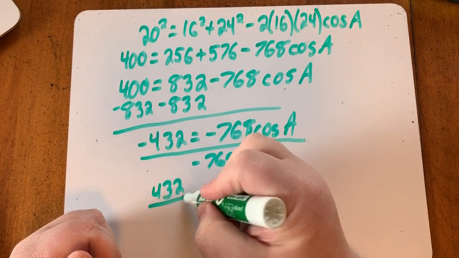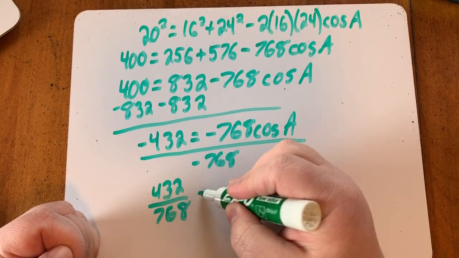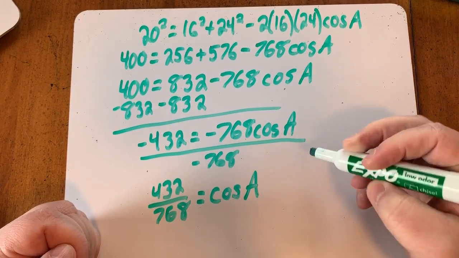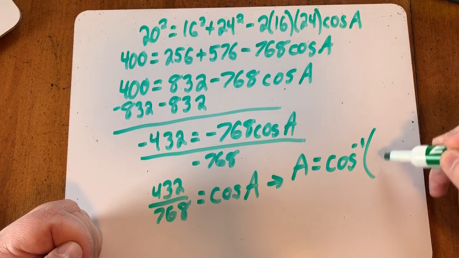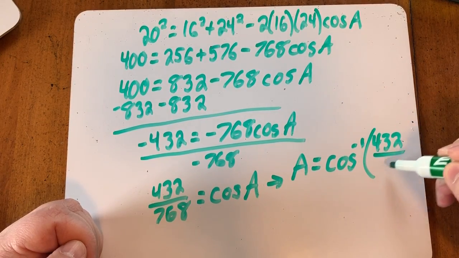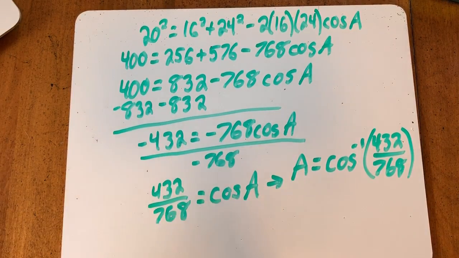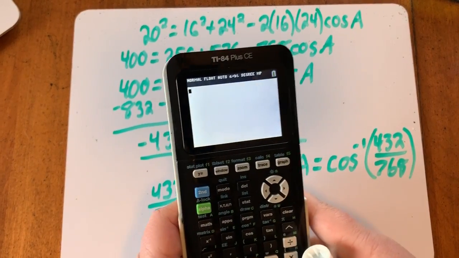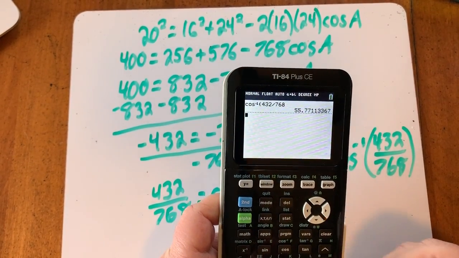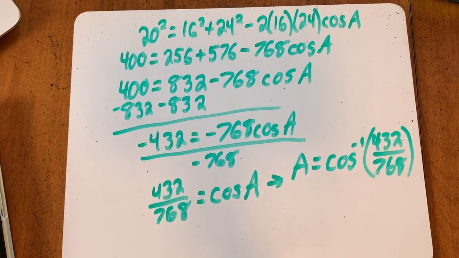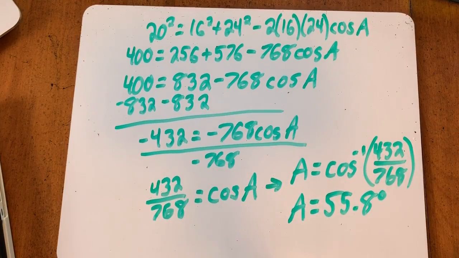I'm not going to simplify this one just because it's not as obvious as last time. It wasn't 8 going into 64. And I'm just going to be using my calculator anyway to do A equals cosine inverse of 432 over 768, which is not something I expect you guys to know. So cosine inverse of 432 divided by 768 is 55.8. So A equals 55.8 degrees.